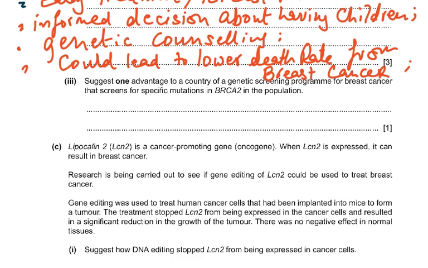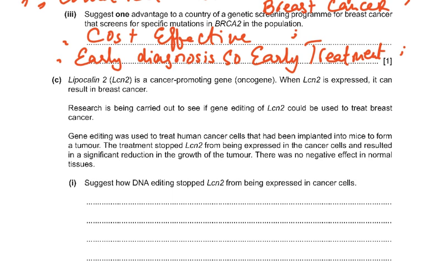Then it says suggest one advantage to a country of genetic screening programs for breast cancer that screens for specific mutations in BRCA2 in the population. Now, if they only screen for mutations that occur with high frequency in a population, it will be cost effective. Early diagnosis or early treatment identifies mutations known to increase the risk of developing breast cancer. And of course, the same point as we said here could lead to lower death rate from breast cancer. So cost effective, early diagnosis, these were the points that we were expecting from you all. So cost effective and early diagnosis or early treatment and all the other points which I said as well.